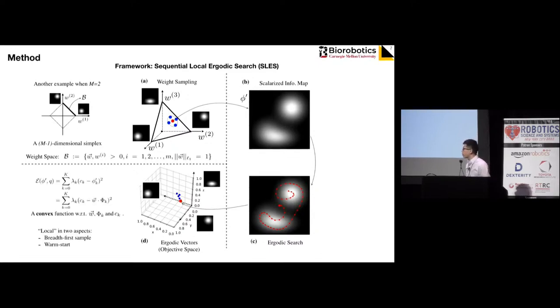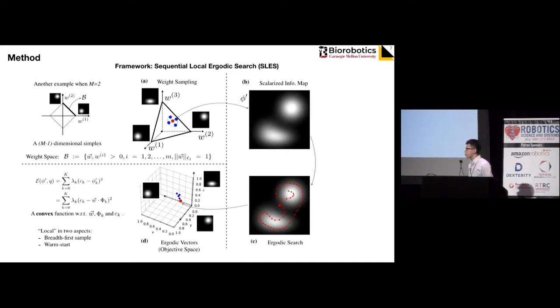With some derivation, we realize that the ergodicity with respect to the scalarized information map is a convex function in the Fourier coefficient space. This motivates us to run local optimization to expedite the computation. First, we run breadth-first sampling for the weight vectors in the weight space. Second, we cache the previously computed trajectories to warm start the subsequent ergodic optimization process.